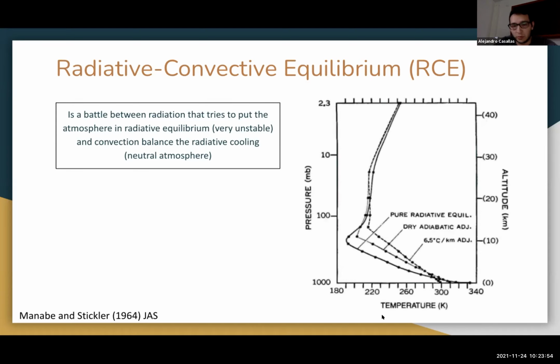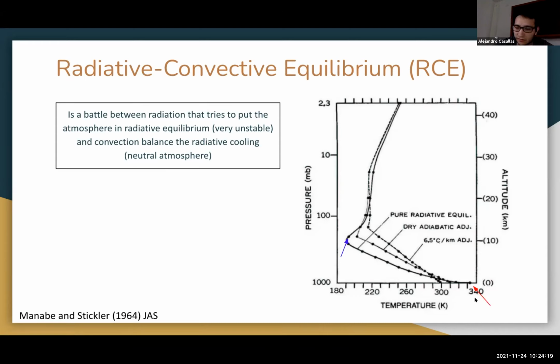To describe this a little bit more, this is a plot of Manabe and Strickler. Manabe won the Nobel Prize in Physics this year. They showed that in a radiative equilibrium atmosphere, which is this line, I hope you can see my cursor, the surface is too warm.